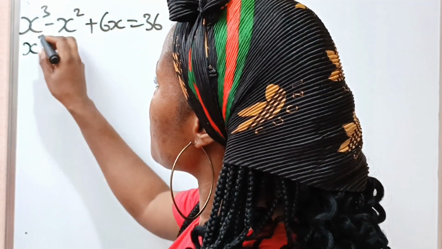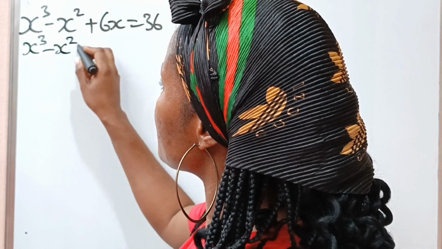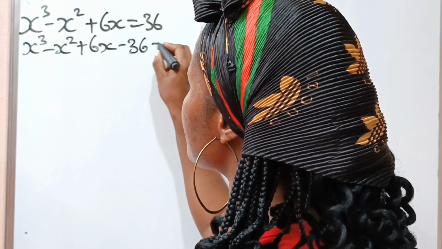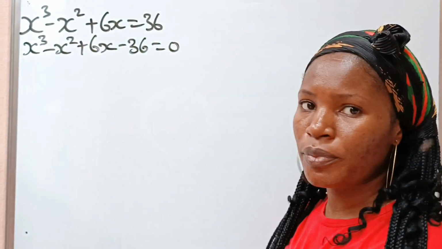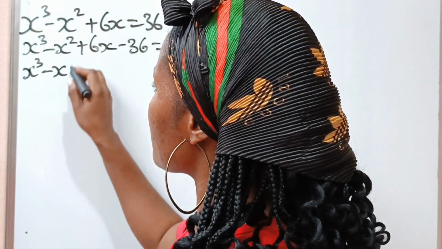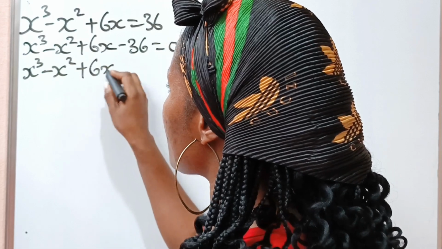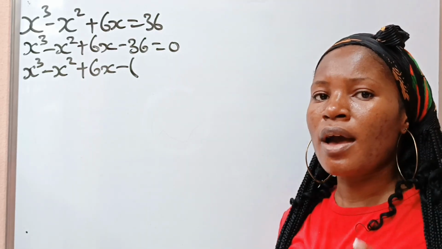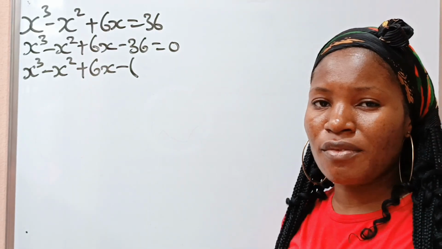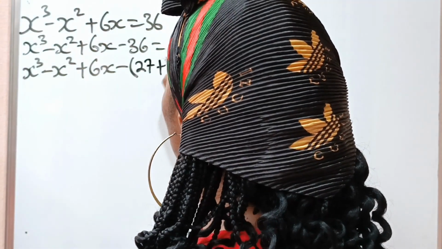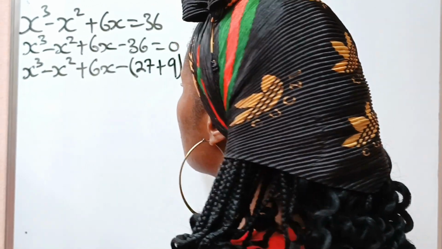So let's solve x to the power of 3 minus x squared plus 6x minus 36 is equal to 0. Now we have x to the power of 3 minus x squared plus 6x minus 36. I need a cube and a square, and 36 is the same thing as 27 plus 9. So we have minus 27 plus 9 is equal to 0.